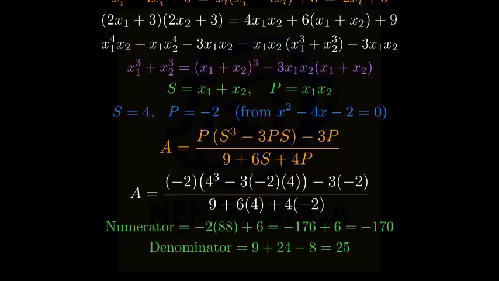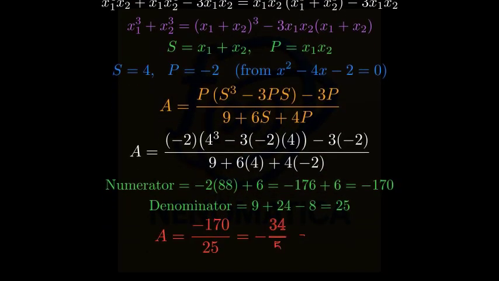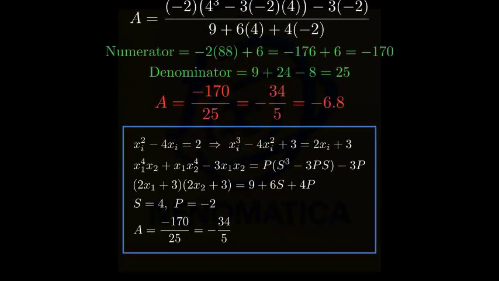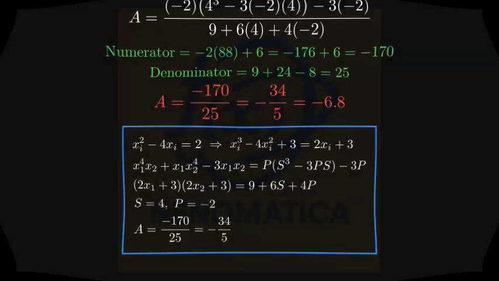Recap. We use the fact that each root satisfies x squared minus 4x equals 2 to linearize the denominator. We rewrote the numerator with the sum of cubes identity, introduced s and p, then substituted s equals 4 and p equals negative 2 to evaluate the expression exactly.